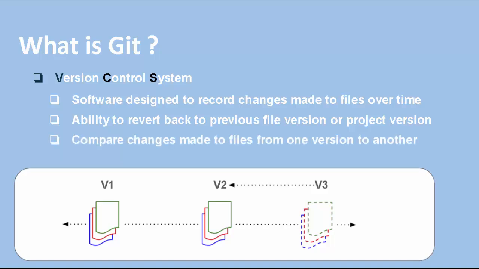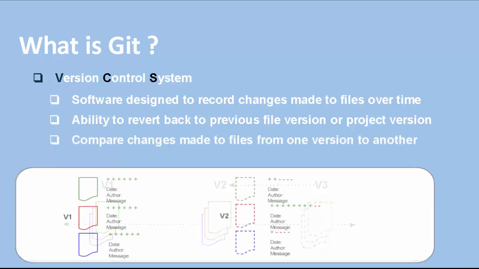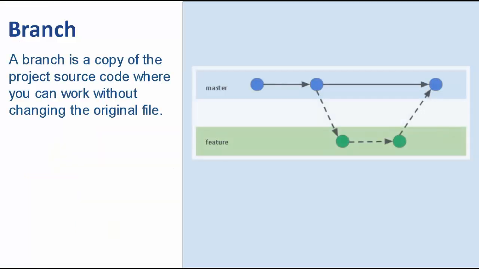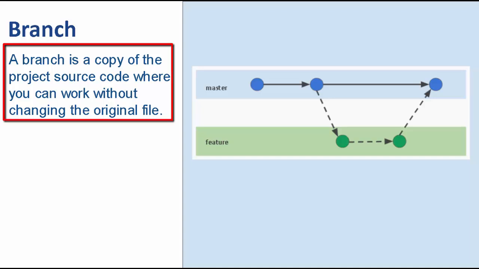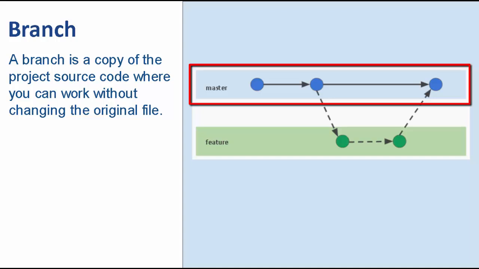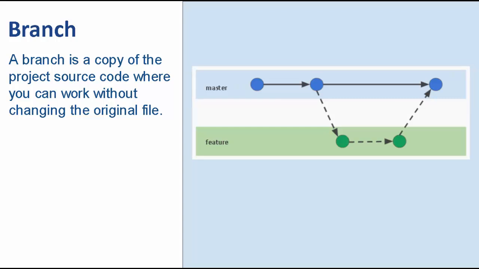You also can compare the changes to the files from one version. Now, if you have version 1, version 2 of a file or multiple files, maybe you have added something, you have deleted something, you have modified anything, you can track the changes. You can compare them. There are certain key terms I will discuss, which is branch, basically a copy of the project source code where you can work without changing the original file. Say here on the right hand side, you can have branches, master or main branch. This is where you actually start your work. Then you can have multiple other branches like feature.